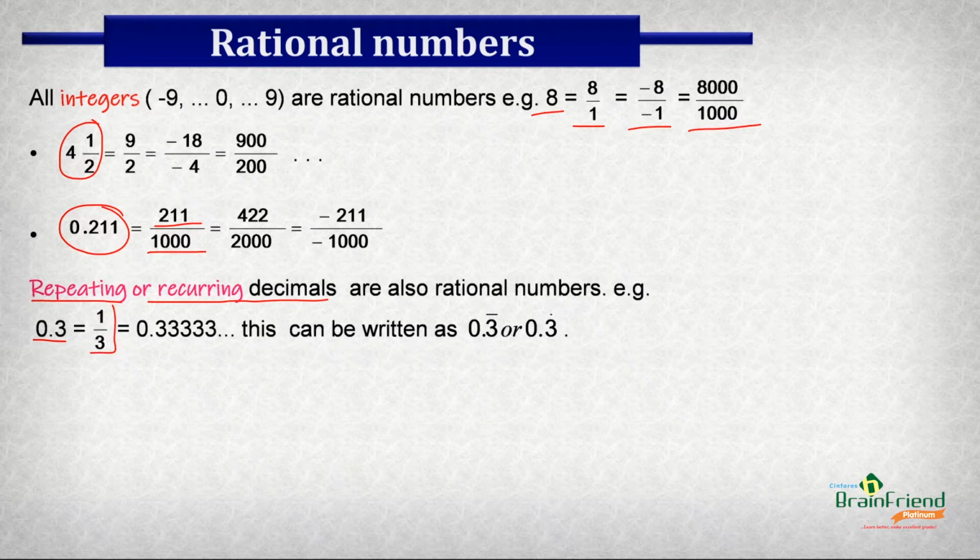Using a calculator, 1/3 would give us 0.333, and it keeps going. Now, this number can be written for short as 0.3 bar or 0.3 with a dot, as you can see here. This is how we express numbers that are recurring or repeating. Now, any number you see that has any of these signs is a recurring or repeating decimal. And that qualifies that number as a rational number.